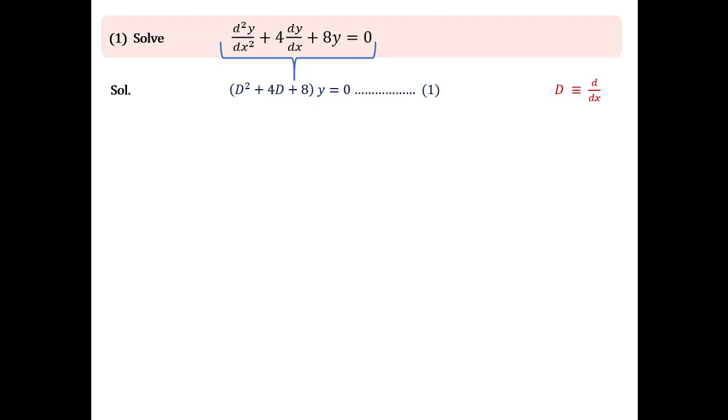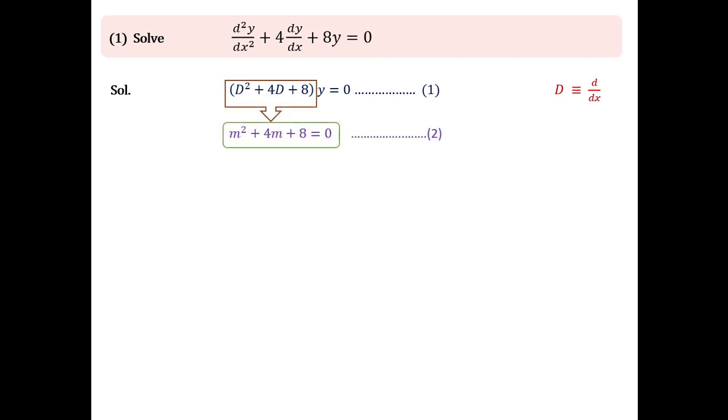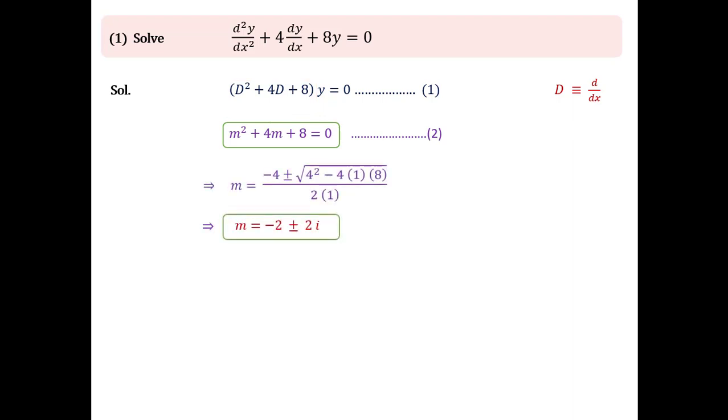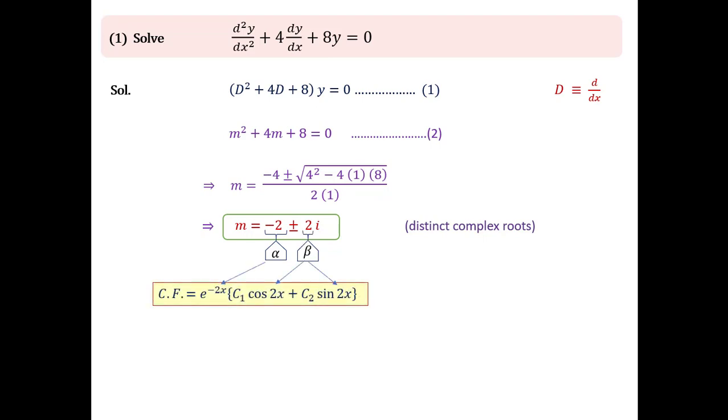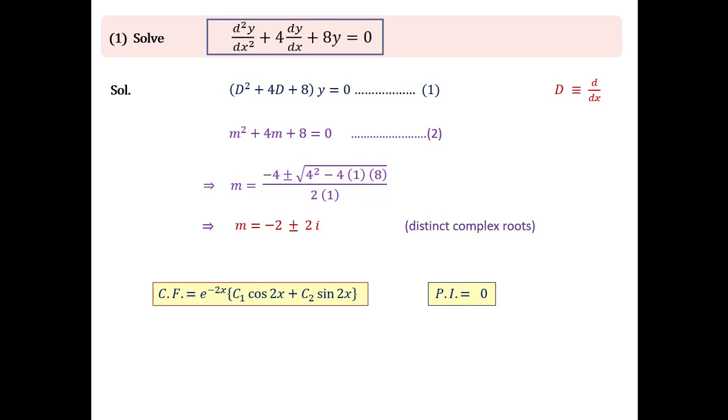Now the auxiliary equation of differential equation 1 is m square plus 4m plus 8 is equal to 0, which is a second degree polynomial in terms of m. So it has two roots, and roots are minus 2 plus minus 2i, which are distinct complex roots. Here alpha is minus 2 and beta is 2. So complementary function is as follows, and particular integral is 0, because right hand side of given differential equation is 0. Therefore the general solution of given differential equation is as follows.